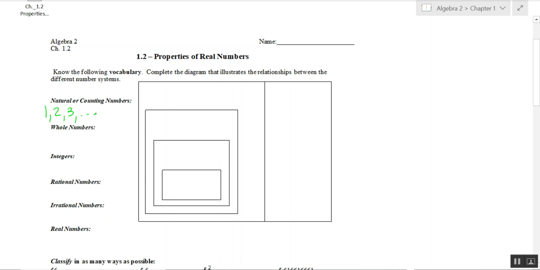Those have a symbol of N for natural numbers. We're going to put that on the inside. These are all natural numbers. This is 1, 2, 3, and so on.